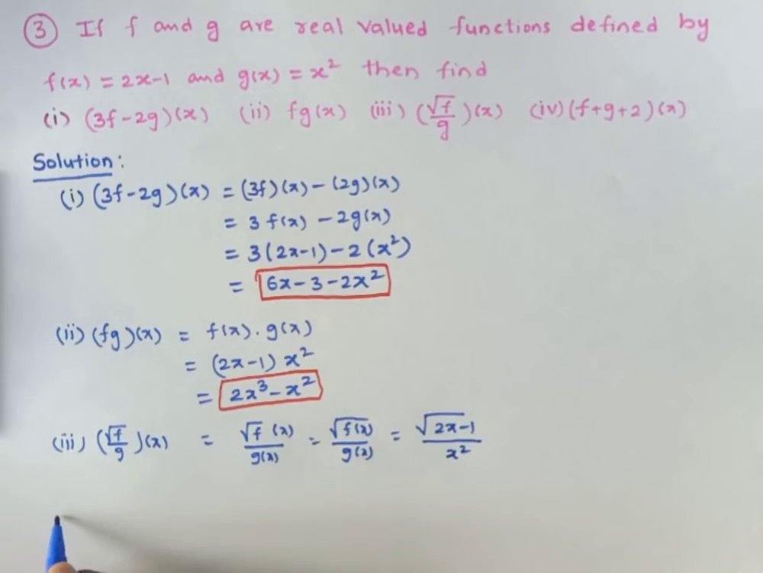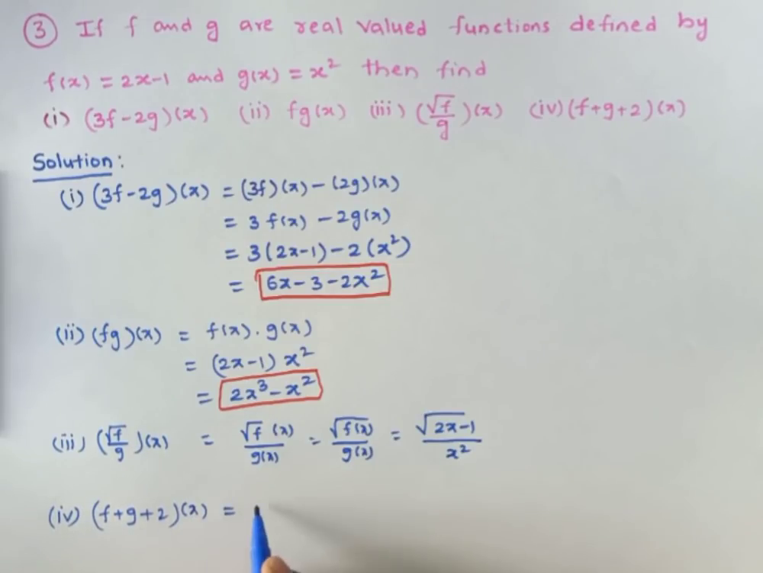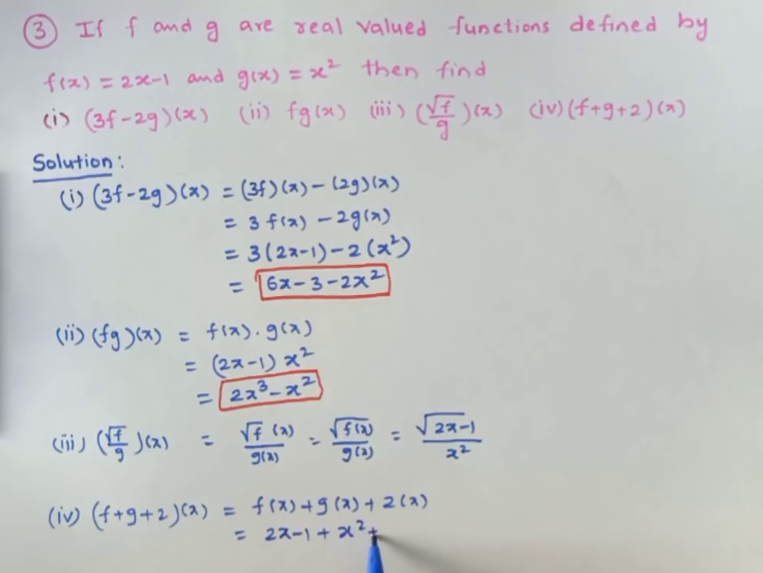And next, the fourth one. This is f plus g plus 2 of x. This is like some rule: f of x plus g of x plus 2 of x. Now f of x is given, that is 2x minus 1, and g of x is x square. Already 2 is a constant. So whatever x is, this 2 of x is always 2 only. So finally this is 2.